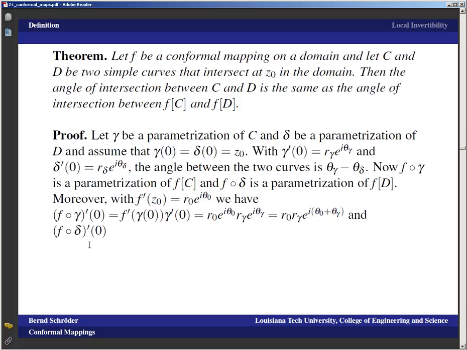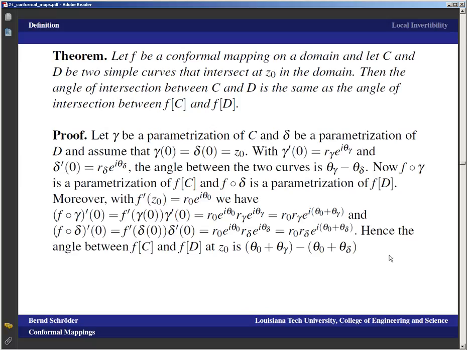And similarly, f composed with delta prime at 0 is f prime of delta 0, which is r0 e to the i theta 0 times r delta e to the i theta delta, which is r0 r delta e to the i (theta 0 plus theta delta). So for the curve f of D, the angle versus the horizontal at z0 is theta 0 plus theta delta. But that, of course, means that the angle between those two curves is the difference between the respective angles versus the horizontal. So it's (theta 0 plus theta gamma) minus (theta 0 plus theta delta), and that gives us theta gamma minus theta delta.